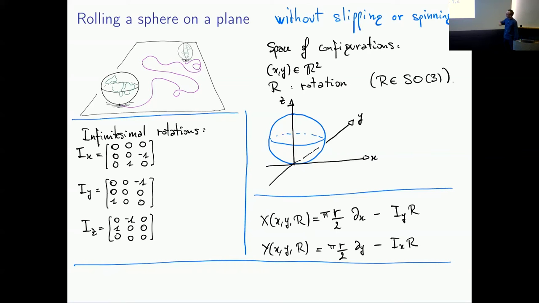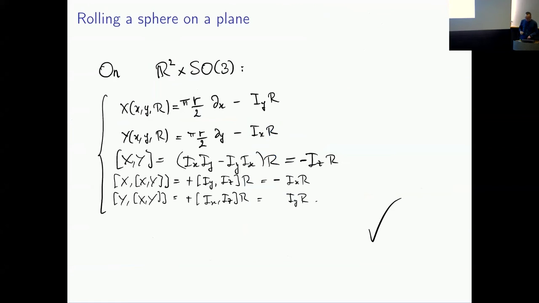And similarly for the other one. So we have two expressions, these matrices, etc. And then we can do the Lie bracket. And one starts computing. These are matrices, so somehow one should be able to do it. I call it mathematical yoga.